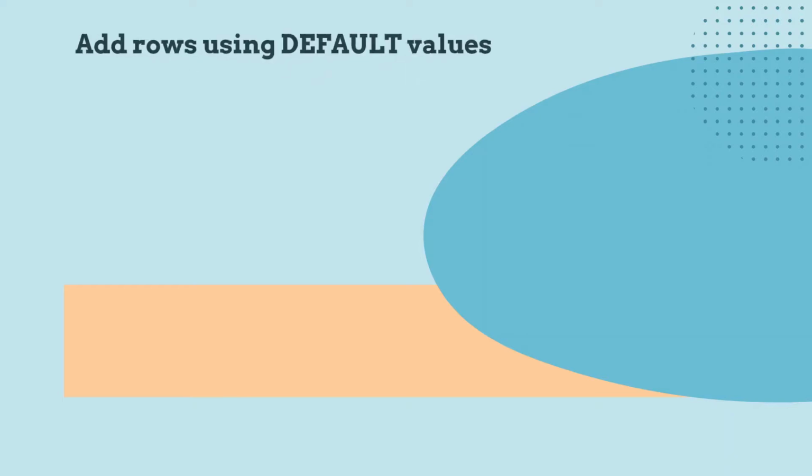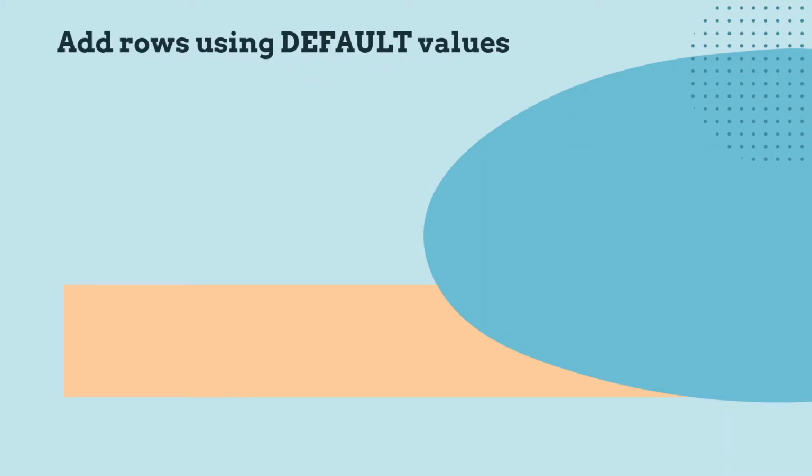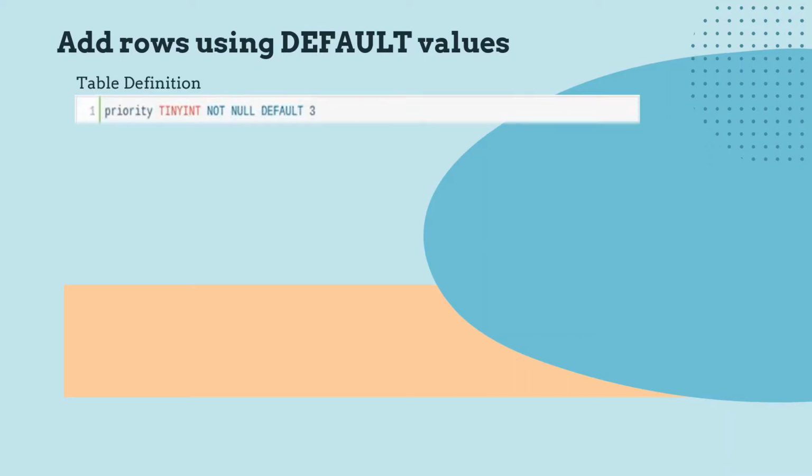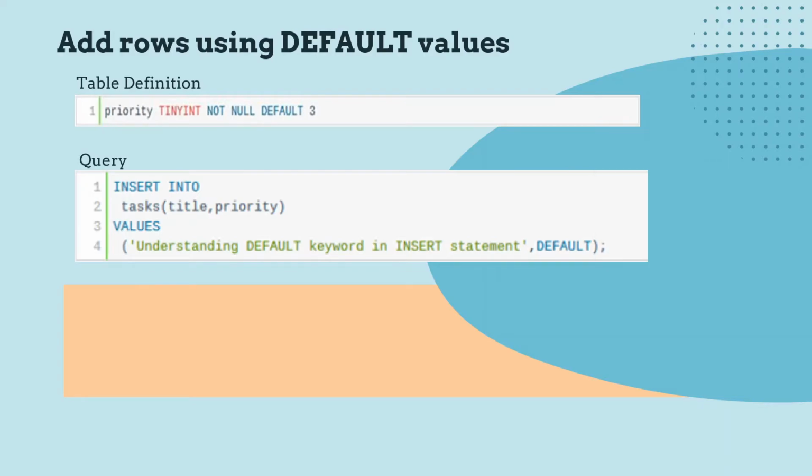And then to insert a default value into a column, we need to specify the column name in the insert into clause and use the default keyword in the values. Suppose that we have specified the priority column that has a default value of 3 as declared in the table definition. And then we want to insert a row in the table task. This query is used to insert a row in table task.